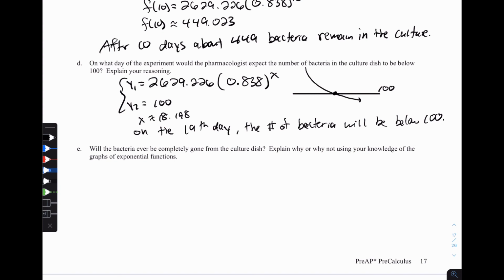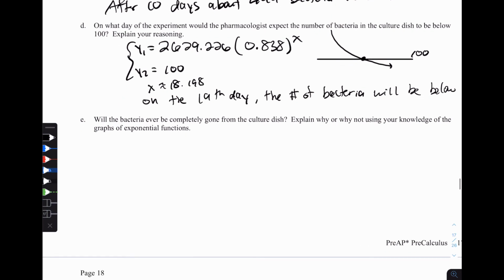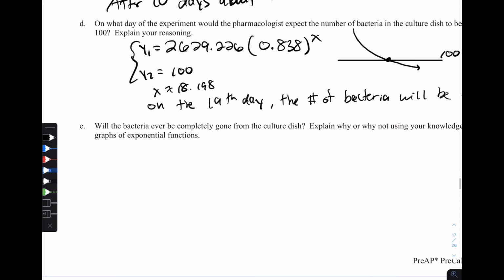But real life-wise, once the number of bacteria is less than a half, it basically means you don't have, you either have a bacteria or you don't. I guess probably you would say once it gets less than 1. But let's just go full math on this and not use common sense.